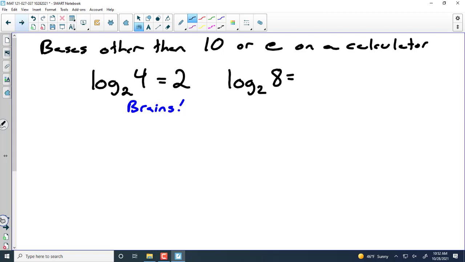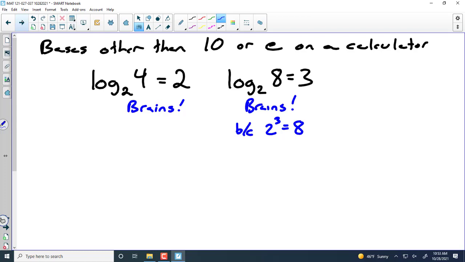What power would you put on 2 to get it to turn into an 8? 3. Remember, you're not multiplying, you're multiplying 2 by itself that many times. So we're not talking about 2 times 3, we're talking about 2 times 2 times 2. So this is going to be 3. And you just want to remember why you got that answer. It's because 2 to the third is equal to 8.